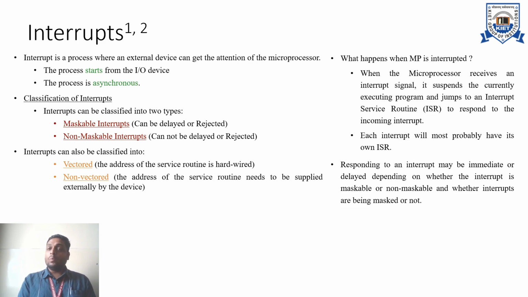Now, what happens when a microprocessor is interrupted? As soon as an interrupt occurs, the microprocessor receives the signal, suspends the currently executing program, and jumps to the interrupt service routine where that interrupt will be serviced. Each interrupt will most probably have its own ISR. ISR means interrupt service routine. Responding to an interrupt may be immediate or delayed. That depends on the type of the interrupt, whether it is maskable or non-maskable.